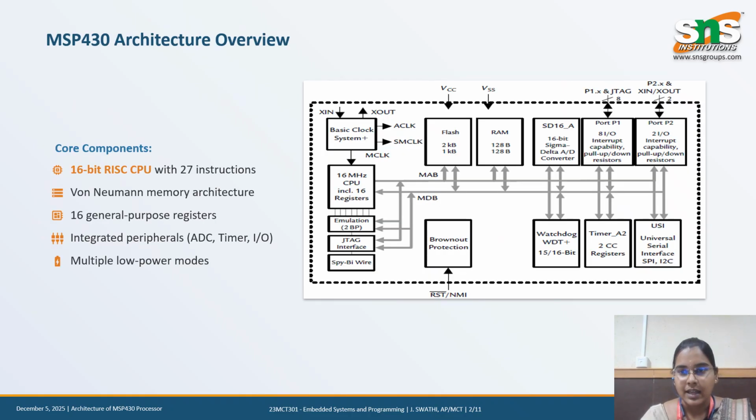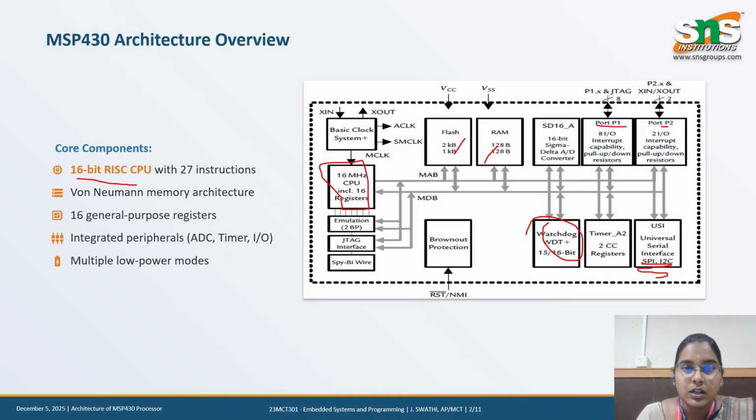So this is an internal architecture. Coming to the core components, we have the 16-bit RISC CPU. As we have the 16-bit RISC CPU, it consists of the registers, and for the memories, next flash, RAM, and coming to the timers, we have Timer A1, A2, and also we have the watchdog timer, and for interfacing purposes, we have SPI and I2C, and we have the input output ports P1 and P2.